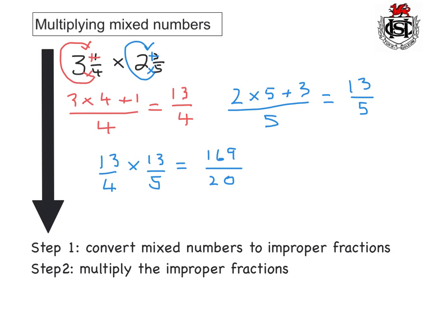Again, our answer is an improper fraction, so we can turn this into a mixed number. So 169 divided by 20. I know that 20 times 8 is 160, so it goes in 8 times, remainder 9. So I can write 169 over 20 as 8 whole, 9 over 20, so 8 9/20.